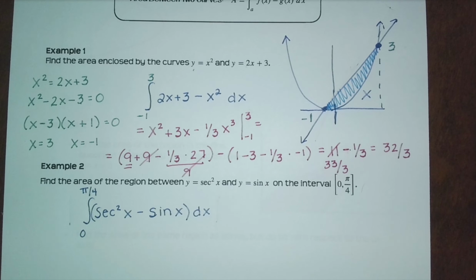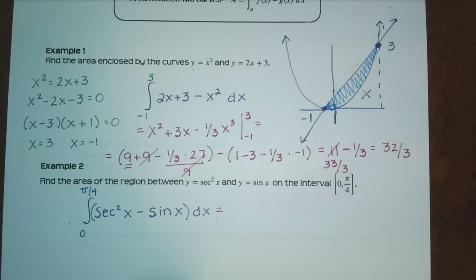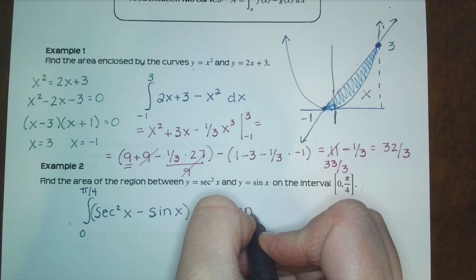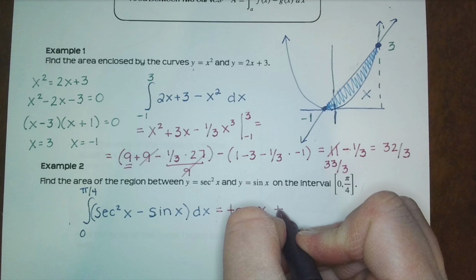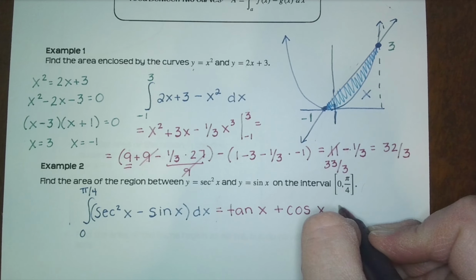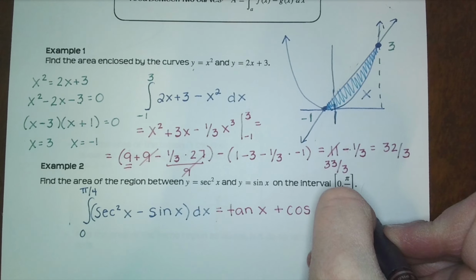Okay, we need an antiderivative here. I have faith in us. Antiderivative of secant squared is tangent minus. Antiderivative of sine is negative cosine. Since I already have this negative sitting here, we're going to make that a plus cosine. And our endpoints are 0 and pi over 4.